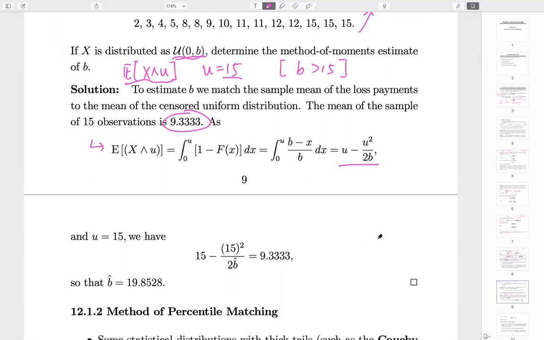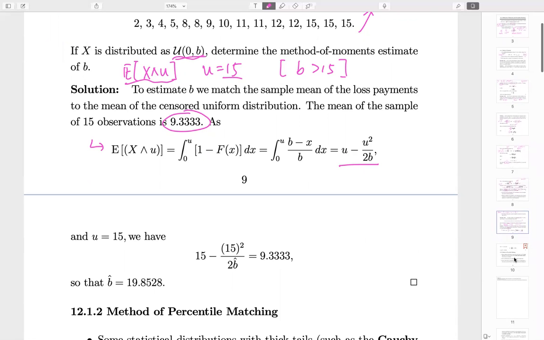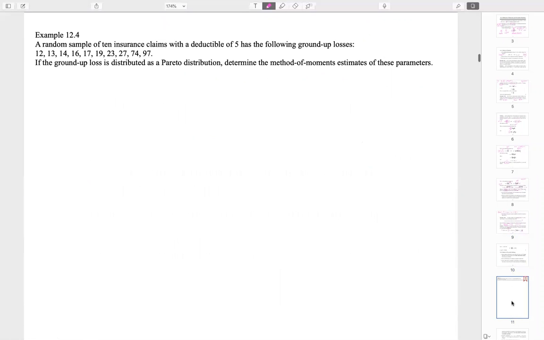Of course, you can also do the same thing when there is a deductible. I believe there is an example down here, right? Okay. So I put this example. This also comes from the textbook. So here we have 10 claims with deductible 5. So there is a deductible we need to consider.